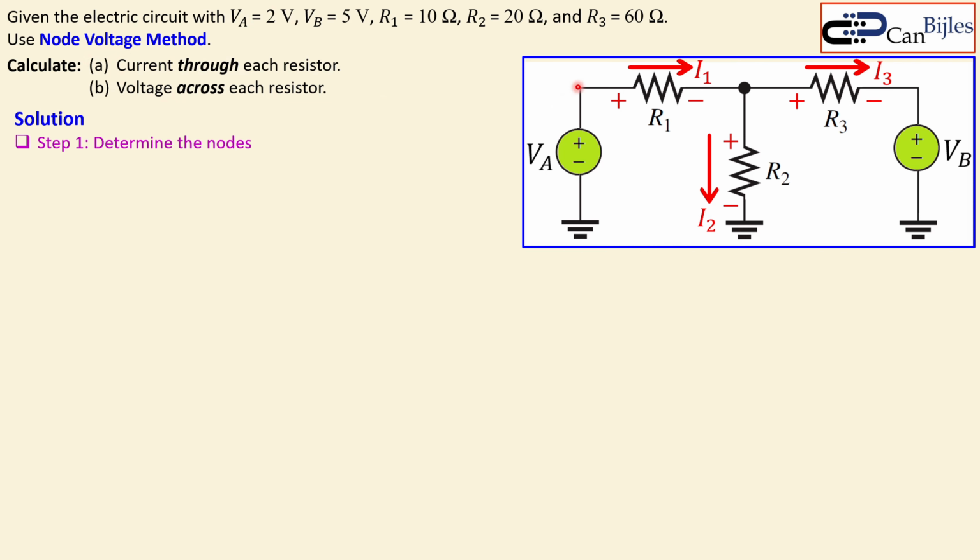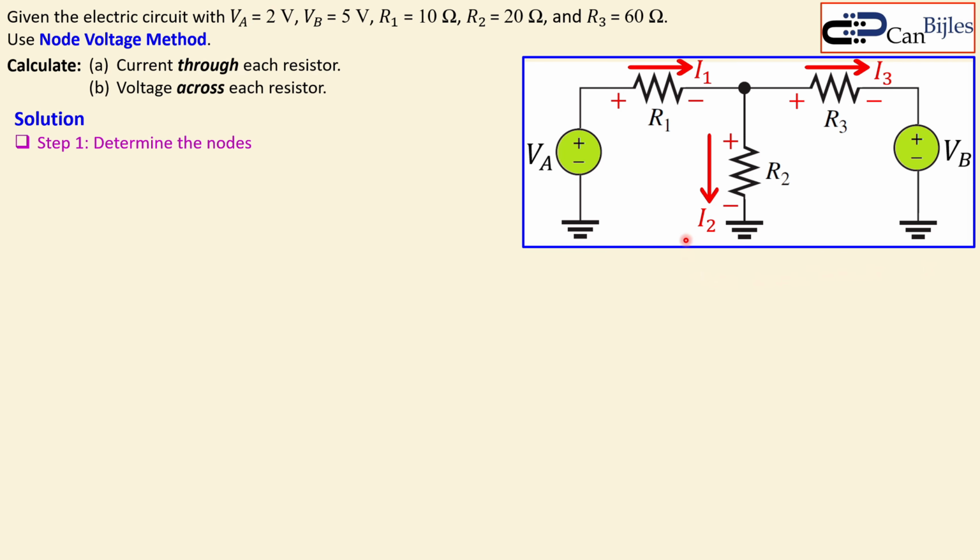So if you assign this, it is fine, but you don't get new information because VA is known, that is 2 volts. VB, for example, this node is also not really handy because we also know that it is 5 volts. And this node here, that is the reference node, which is 0, so that is also known.